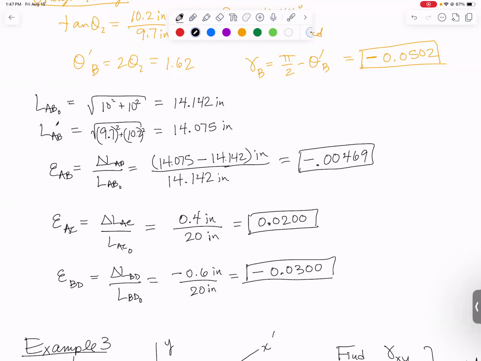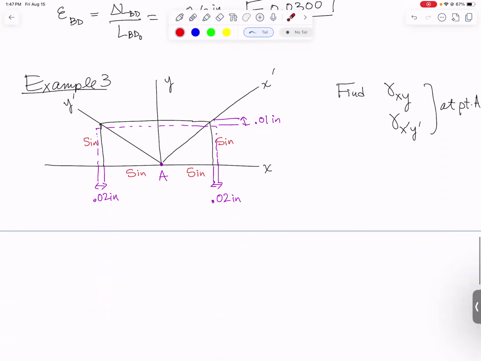All right, one more example. So here we have a rectangle of material and it's getting stretched out so that it gets a little bit wider, 0.02 inches on each side, and a little bit shorter, 0.01 inch at the top. And what the problem asks us to do is find gamma relative to an xy coordinate system right here, and also gamma relative to an x prime y prime coordinate system right there. Let's start with xy. So using xy coordinates, what happens?